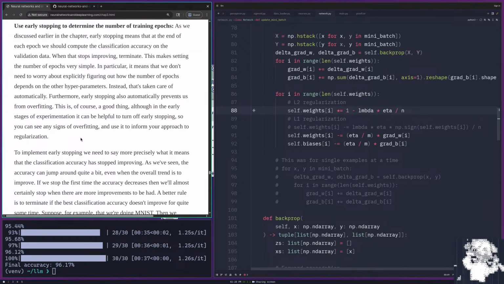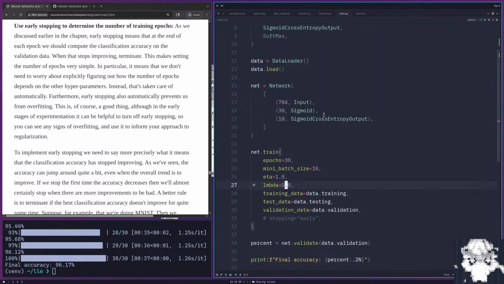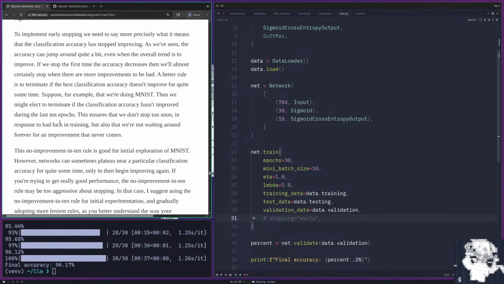Okay, we actually implemented early stopping already, but it wasn't very good, and so we've got it commented out. To implement early stopping, we need to say more precisely what it means that the classification accuracy has stopped improving. As we've seen, the accuracy can jump around quite a bit, even when the overall trend is to improve. If we stop the first time the accuracy decreases, then we'll almost certainly stop when there are more improvements to be had. A better rule is to terminate if the best classification accuracy doesn't improve for quite some time.